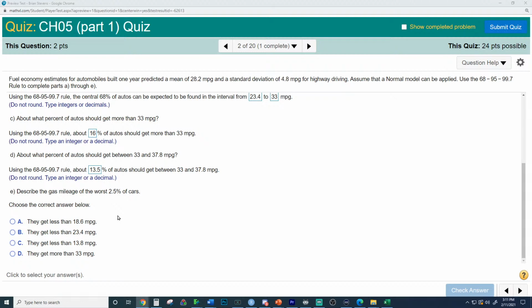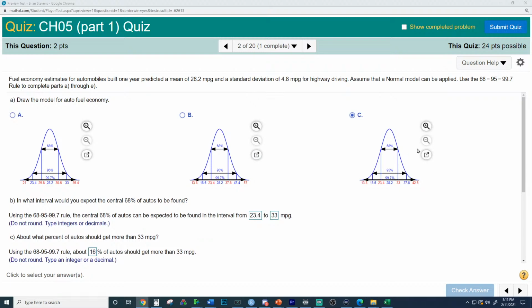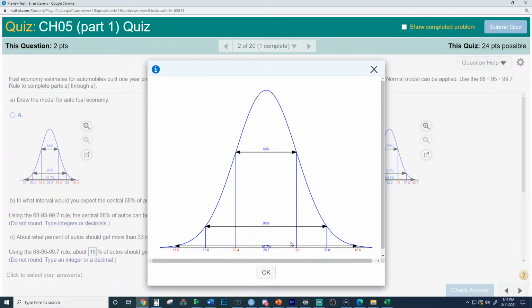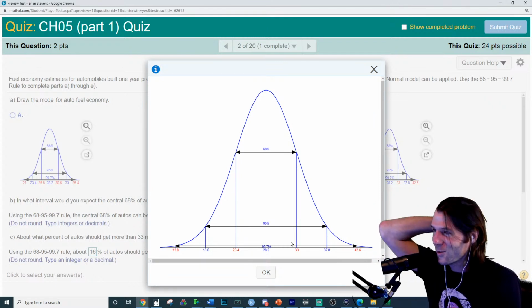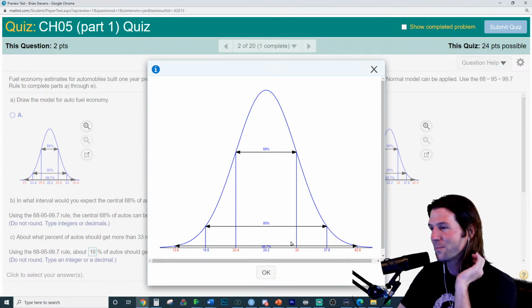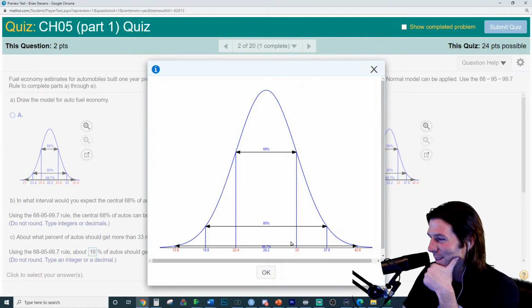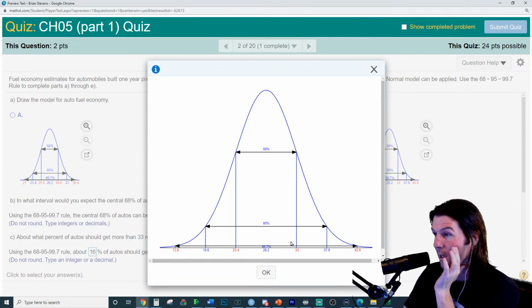Describe the gas mileage of the worst 2.5% of cars. The worst 2.5% of cars is at a z-score of what? Who knows where the z-score is for the worst 2.5% of cars? Yeah, if you're watching this right now, Jacob, it's a huge help. And there's an error in this one also. I got to correct it.